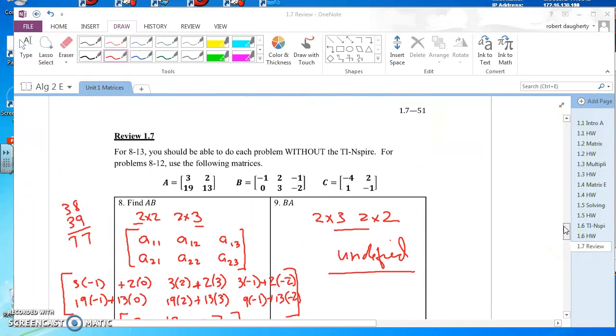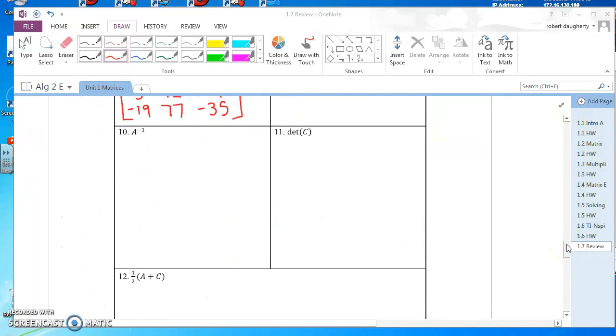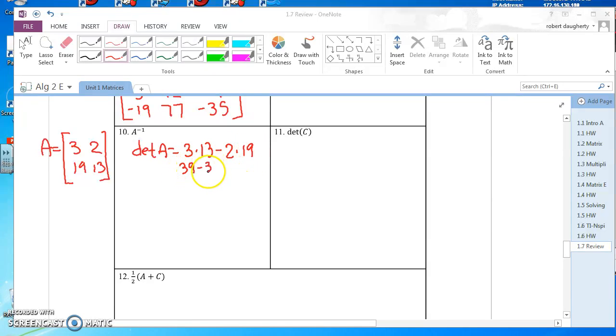Number 10, A inverse. So A is [3, 2; 19, 13]. To find A inverse, first of all, you have to find the determinant. So the determinant of A is going to be equal to 3 times 13 minus 2 times 19. That's 39 minus 38, which is 1. So the determinant is 1.